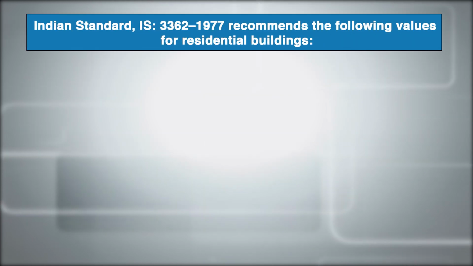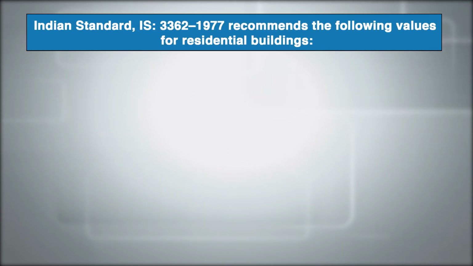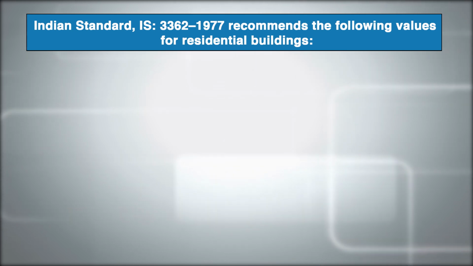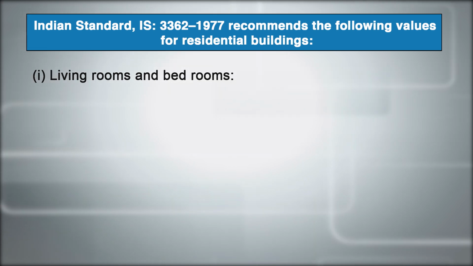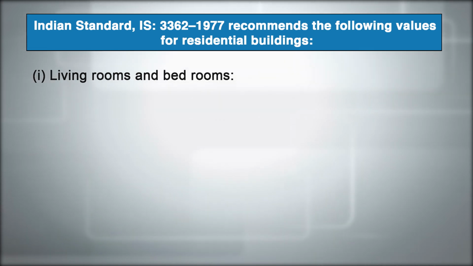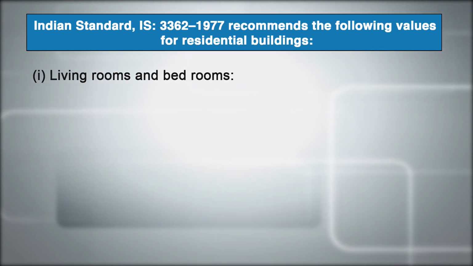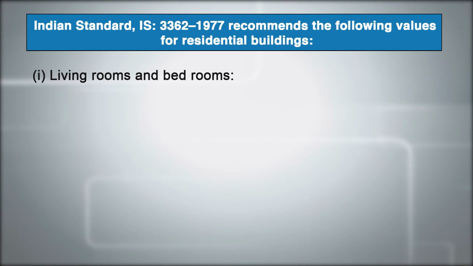Indian Standard IS 3362/1977 recommends the following values for residential buildings. Firstly, living room and bedroom. In the case of living rooms and bedrooms, a minimum of 3 air changes per hour should be provided.